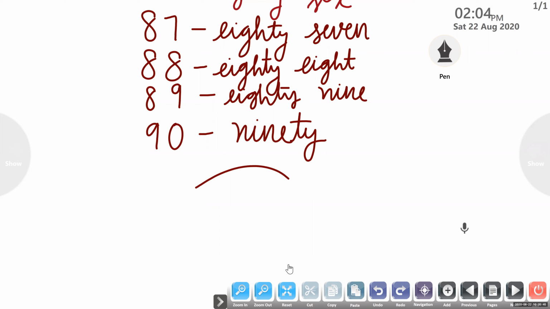By this, I'm going to wind up the session today. Next class we will discuss the place value chart. Okay, so it's clear to you all, the place value.